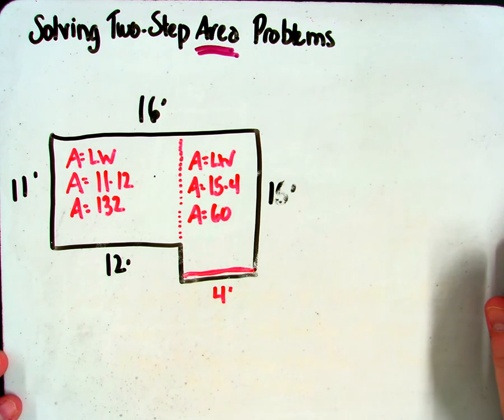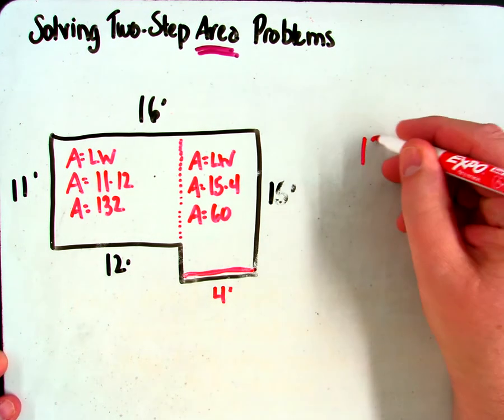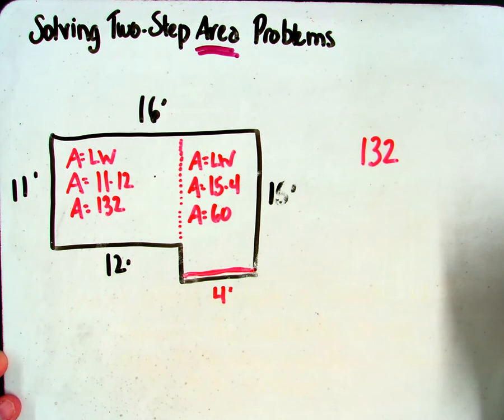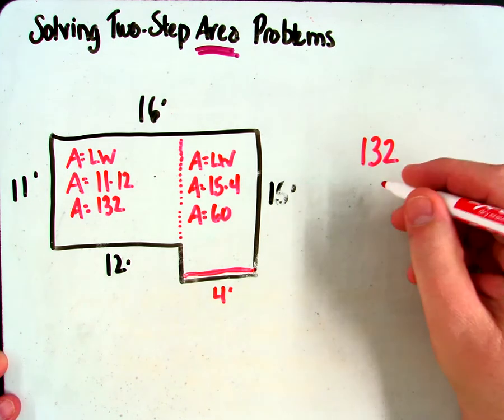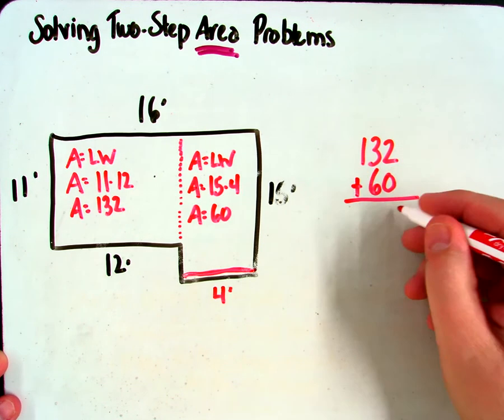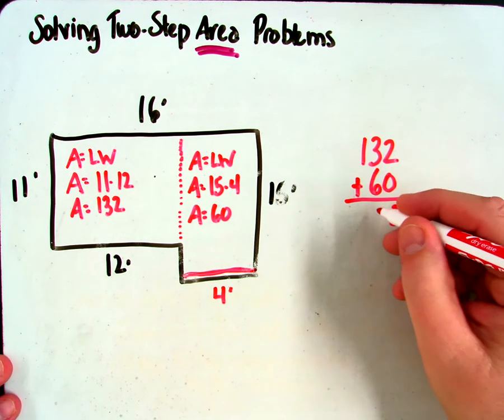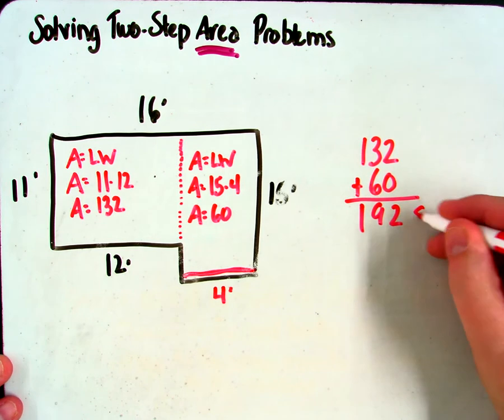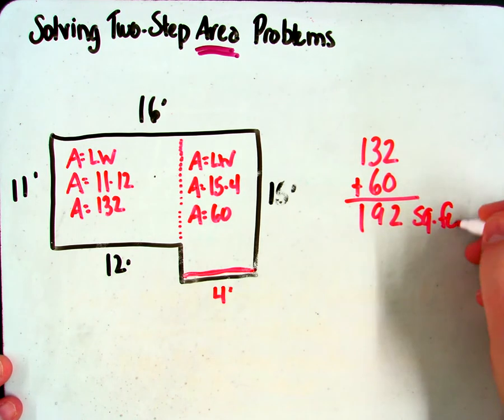Yes, we have to take both areas and add them up. So in rectangle 1, we have 132 square feet. In rectangle number 2, we have 60 square feet. And when we add those together, we have 192 square feet.